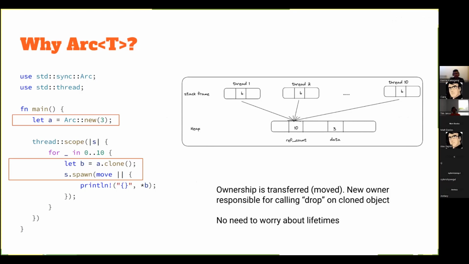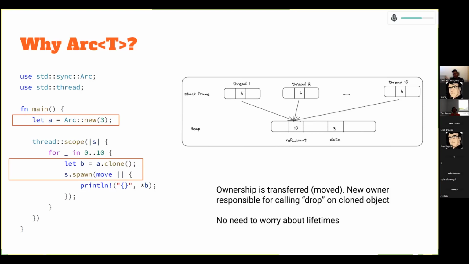The thing to note here is the move keyword. What this means is you're basically transferring the ownership itself. Whichever thread takes the ownership is now responsible to handle the deallocation, like calling the drop method on the cloned object, basically. And I'm also a Rust beginner. I never had much experience with Rust.